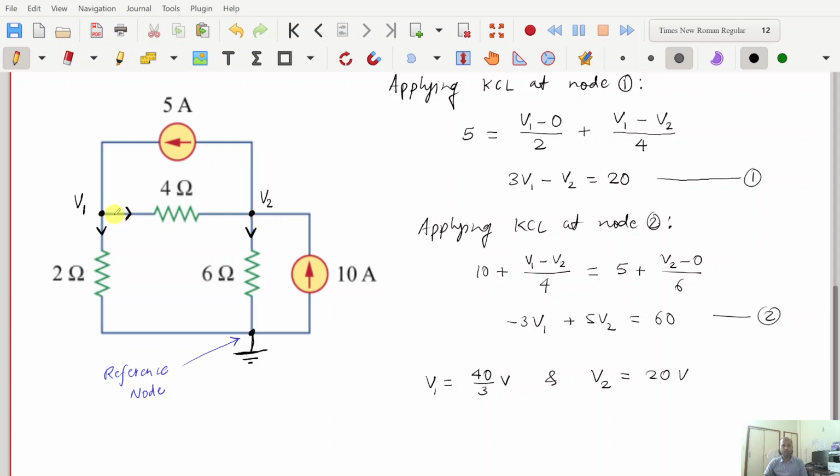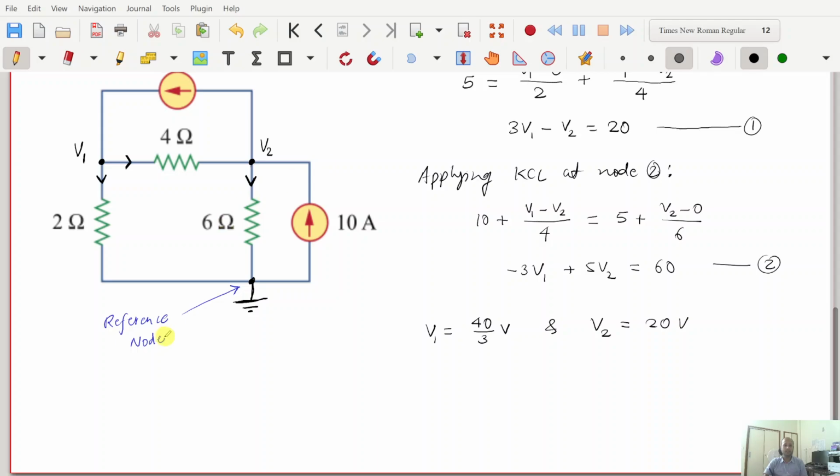Now, once we know the value of node voltage, we can find any other parameter. So, for example, if we are interested to find the value of current in the 2 ohms resistor, what will be the value? We know the current flows from high to low. So it is going to be (V1 minus 0) divided by 2. So V1 by 2, substituting the value of V1, 40 by 3, we are going to get 20 by 3 amps of current.